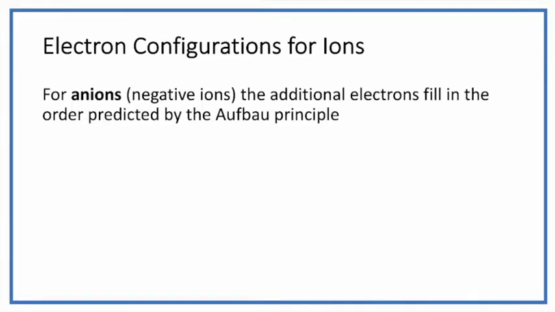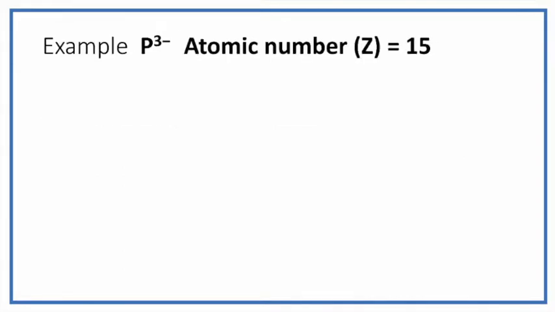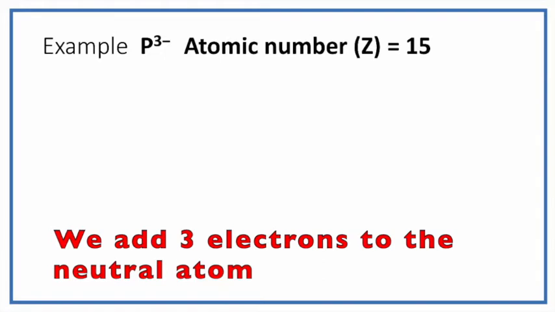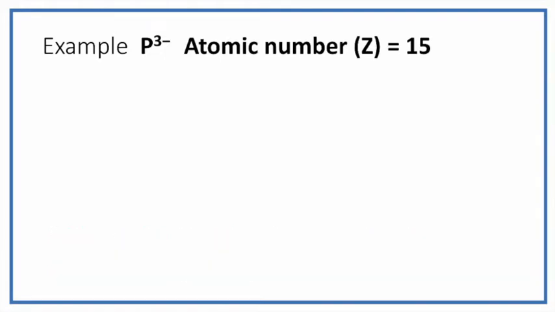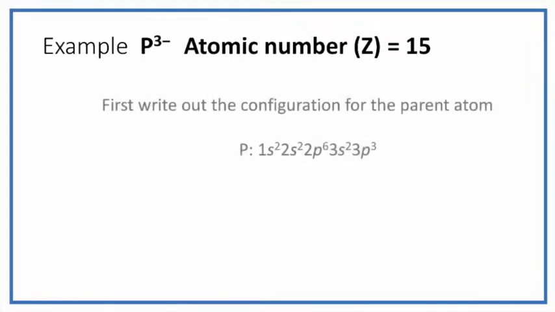For example, what is the electron configuration for the phosphide ion, which has a 3 negative charge? It has an atomic number of 15, so when it becomes an ion, we add 3 more electrons. That's going to give us 18 electrons. Now, the first thing we're going to do is write the electron configuration for the parent atom phosphorus. So we get 1s2, 2s2, 2p6, 3s2, 3p3.